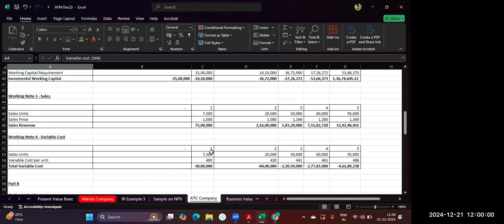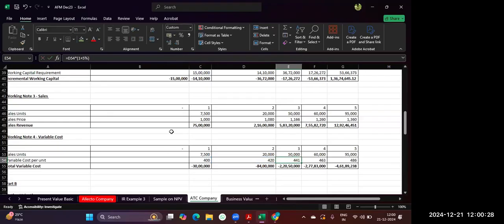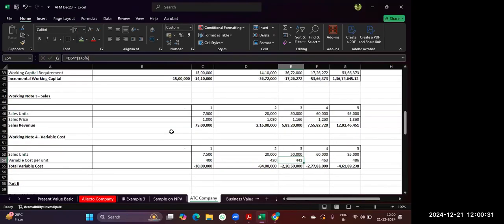The number of units I will not discuss because we have already put it in over here. What is the cost in the very first year? 400. What is it in the next year? How much is it increasing by? 5%. So year 2 increases by 5% on year 1, and year 3 increases by 5% on year 2, right? Clear? Can you calculate the variable cost and plot it in your main pro forma?